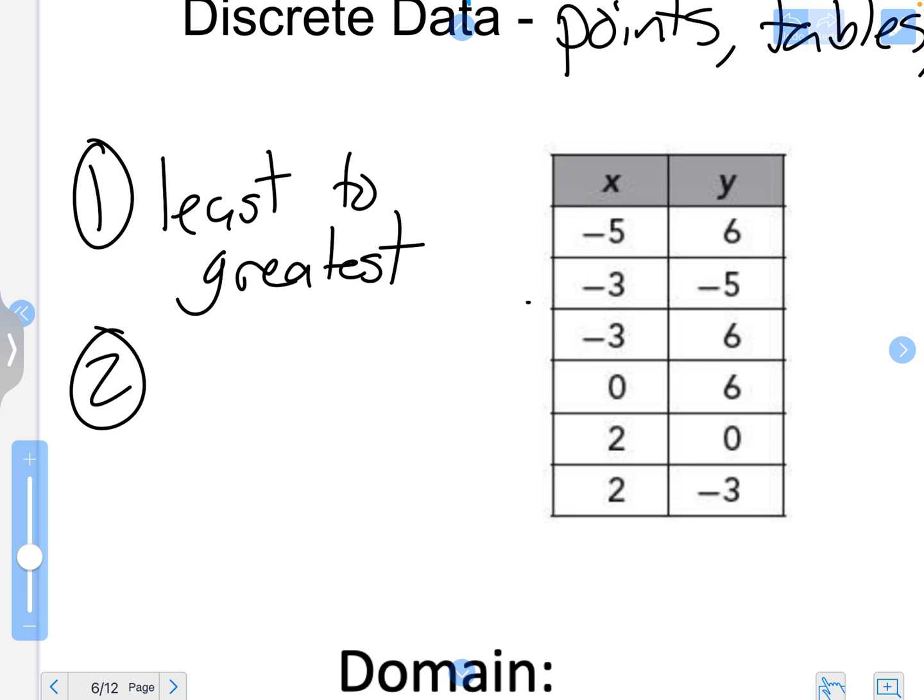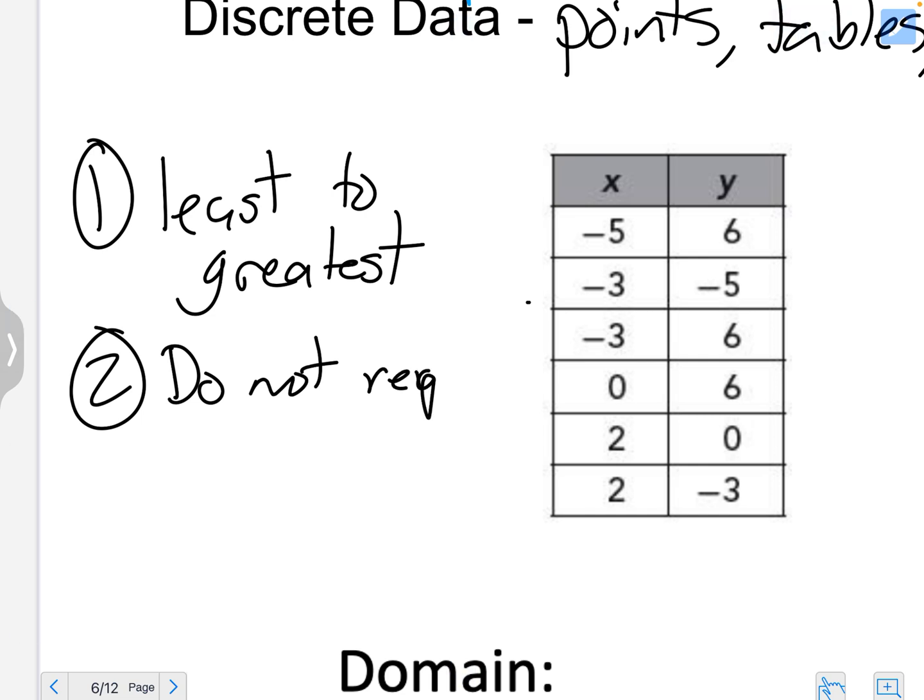So we're going from least to greatest. Oh, and we do not repeat numbers.